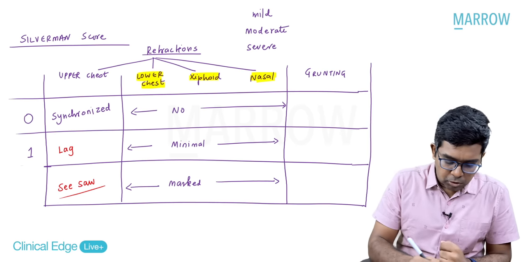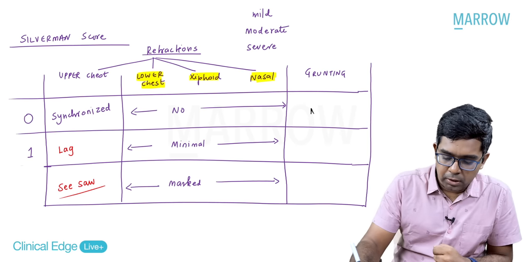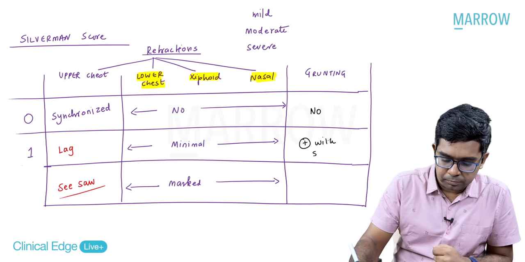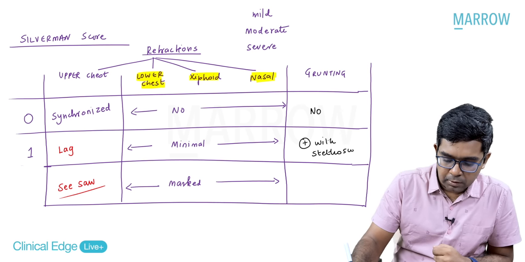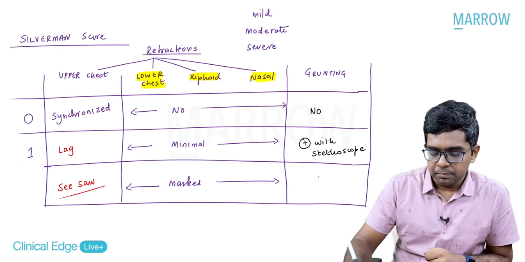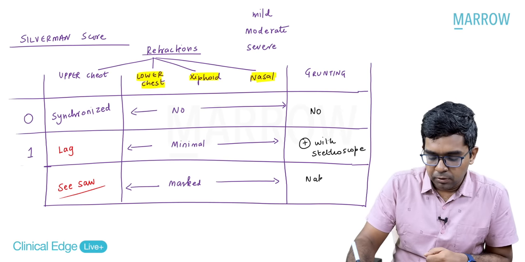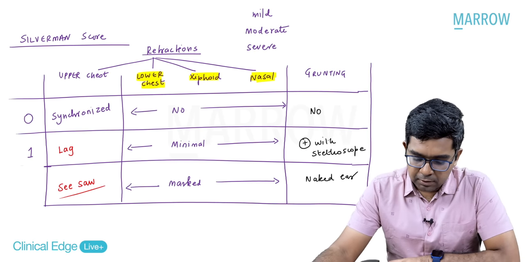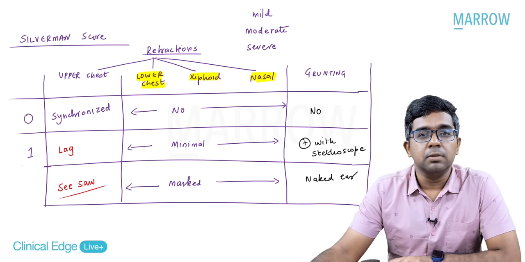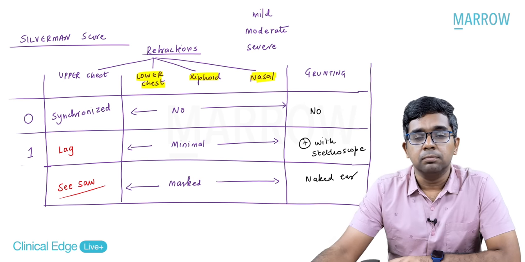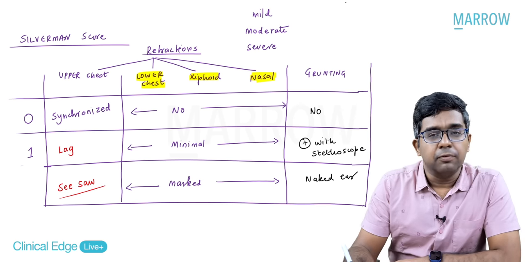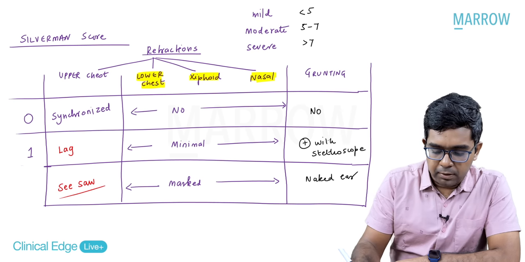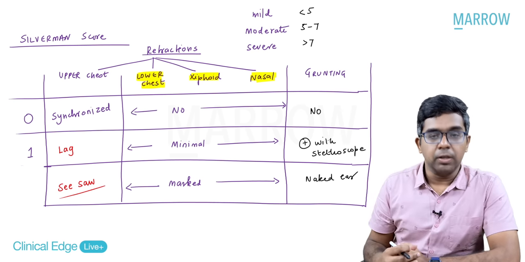Okay, right. Talking about the grunting part, zero means there is no grunting. One means grunting which is audible with the stethoscope. Two means grunting which is audible without a stethoscope, with the naked ear itself. That is what is called two scoring. So this is the Silverman scoring system which you have to remember, and based on the scoring we can divide into mild, moderate and severe. Mild refers to a score of less than 5. 5 to 7 is moderate, and more than 7 is severe. That is the Silverman scoring interpretation.